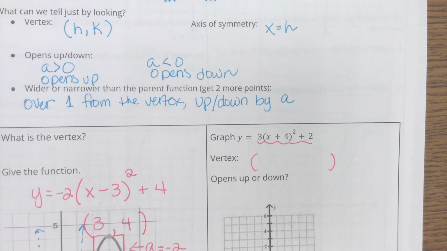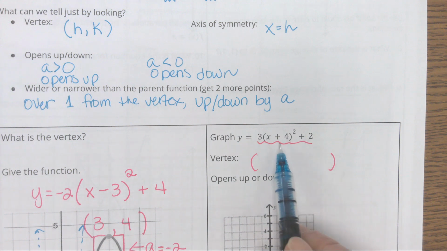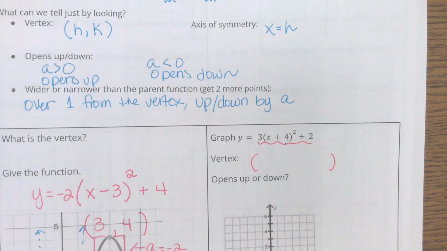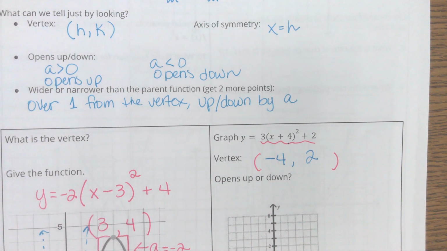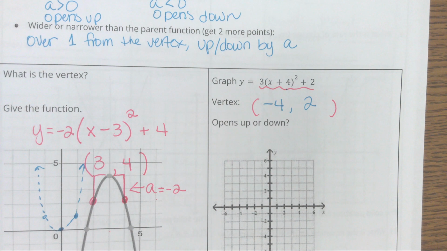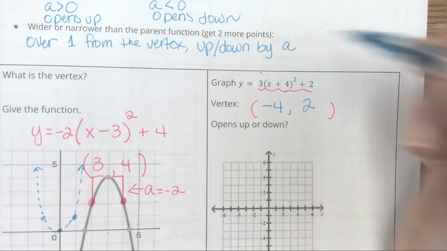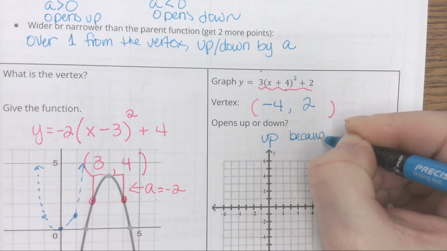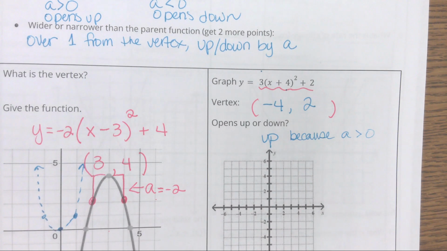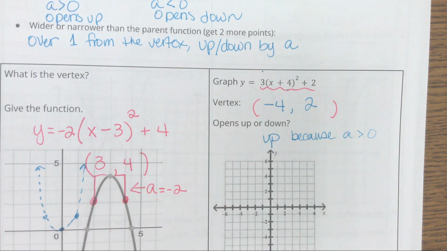4, 2. His only mistake is that, remember we said x is a liar. So this says x plus 4, but we're going to write negative 4, and the y is not a liar. Okay, negative 4 and 2. All right. Grayson, does this open up or down? Good. And because a is 3. All right, would you please plot the point negative 4, 2 on your graph?